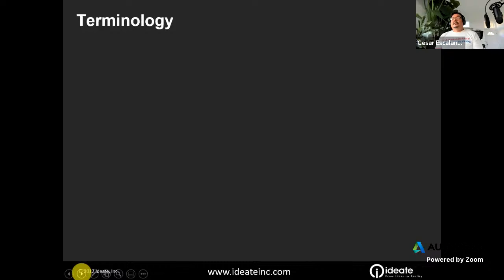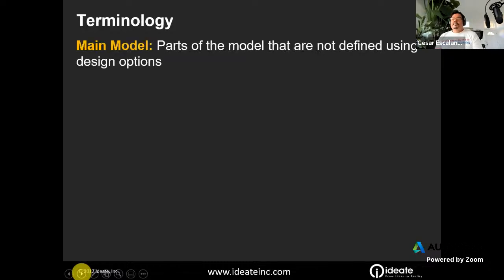So let's just, like phasing, design option has some terminology. In design option world in Revit, we have the main model, which is the largest part of the rest of the geometry. Everything that is not a design option is the main model. So in other words, the building except the design option.